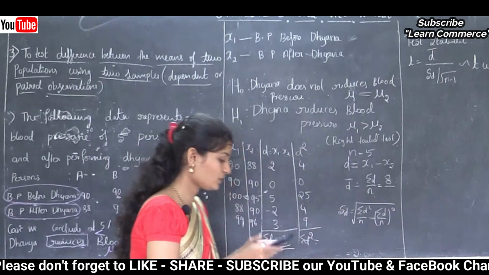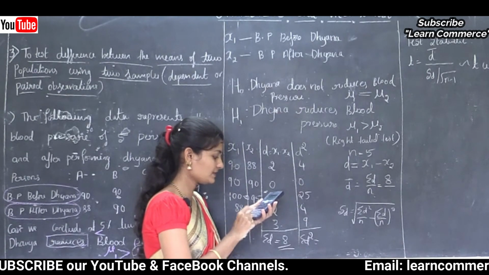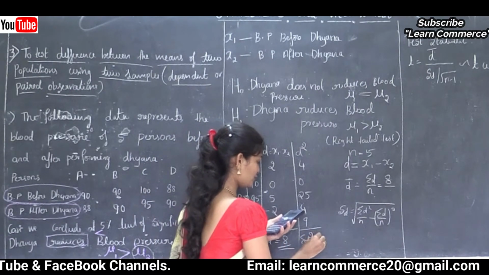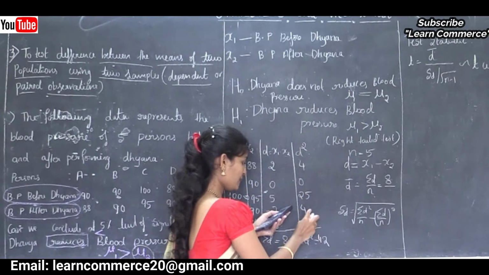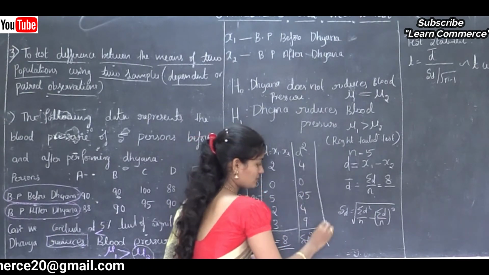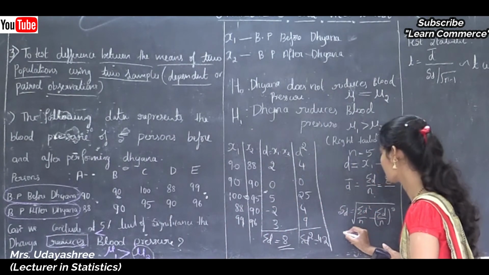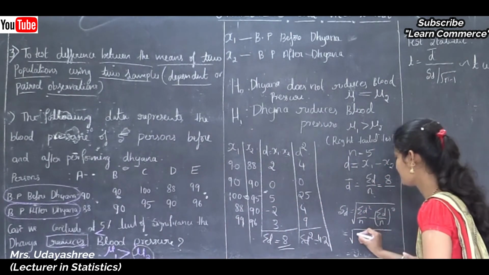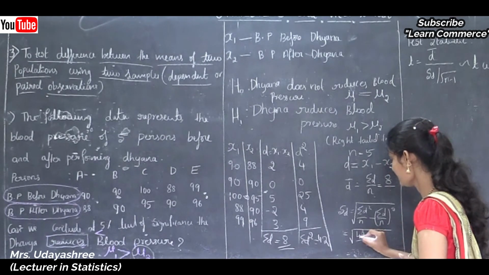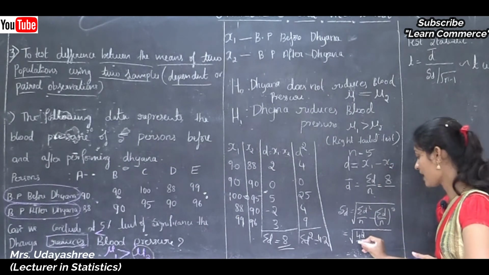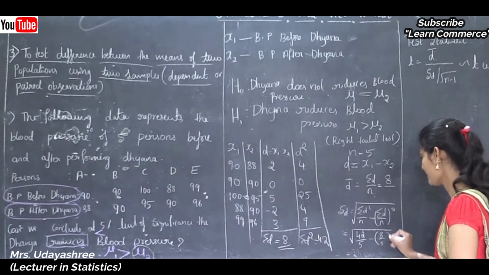Next we need to find the sum of d square. So the sum of d square is 4 plus 25 plus 4 plus 9, which is 42. Now I will substitute these observations into the formula: square root of sum of d square, that is 42, divided by n, here n is 5, minus sum of d, that is 8, divided by 5 whole square.